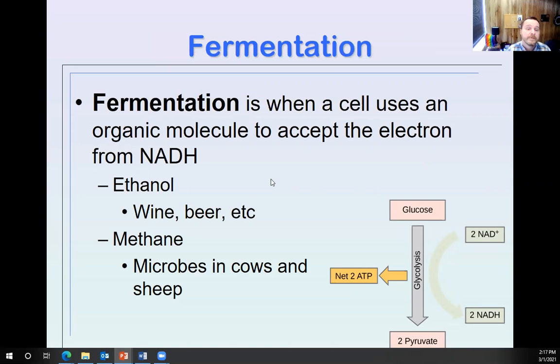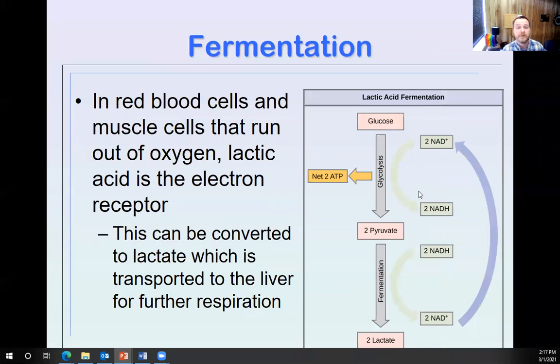But that would be through a fermentation process where we're not using oxygen, we're using some other organic molecule to turn from glycolysis this NADH back into an NAD ion to keep the process going.